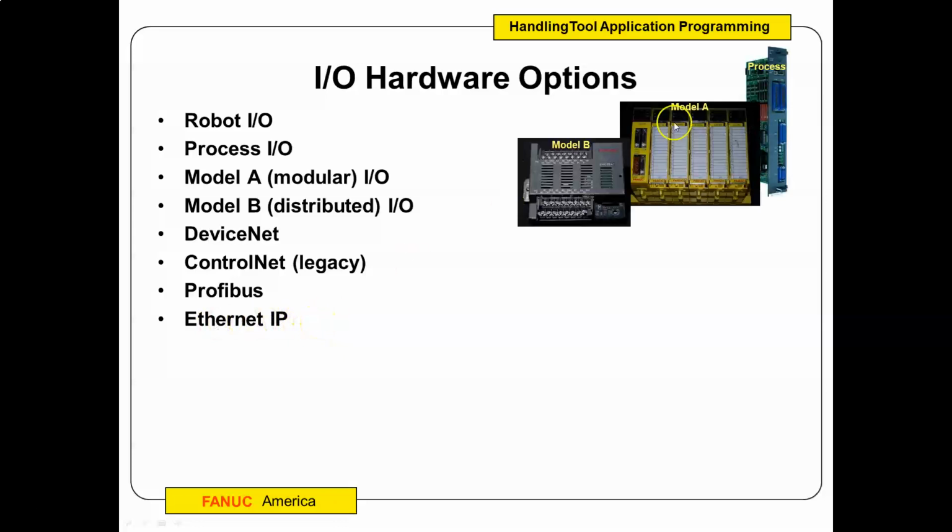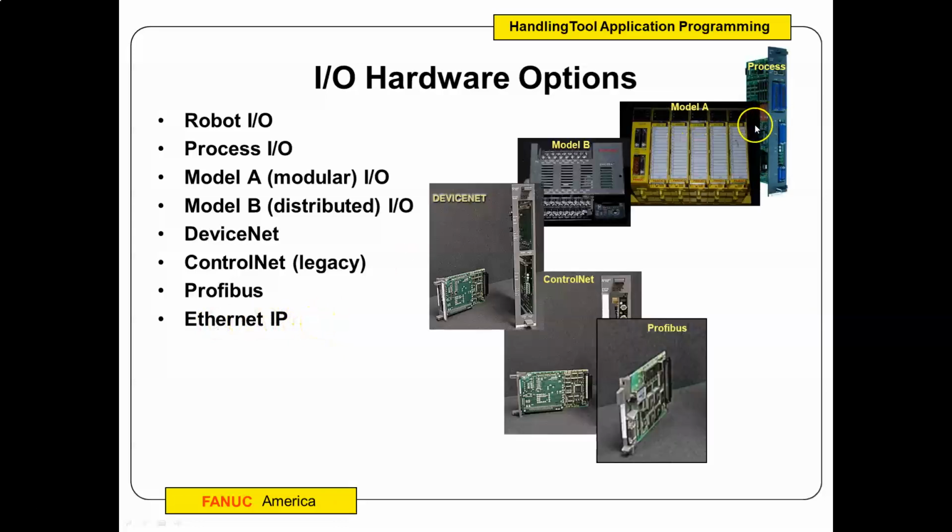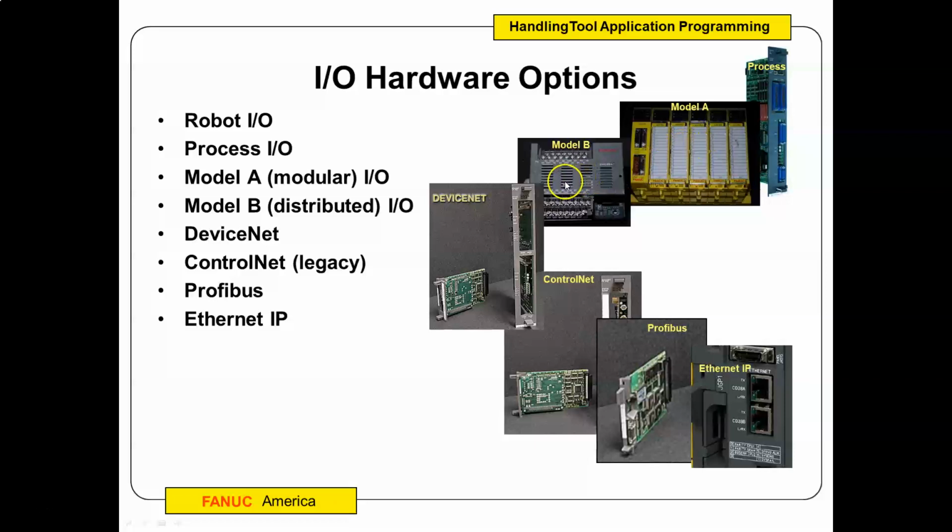And so if you look at what these would have in there: process I/O, robot I/O, Model B, and then these other ones, which are basically cards that you may add into it, or the robot controllers now come with some Ethernet in them built in.